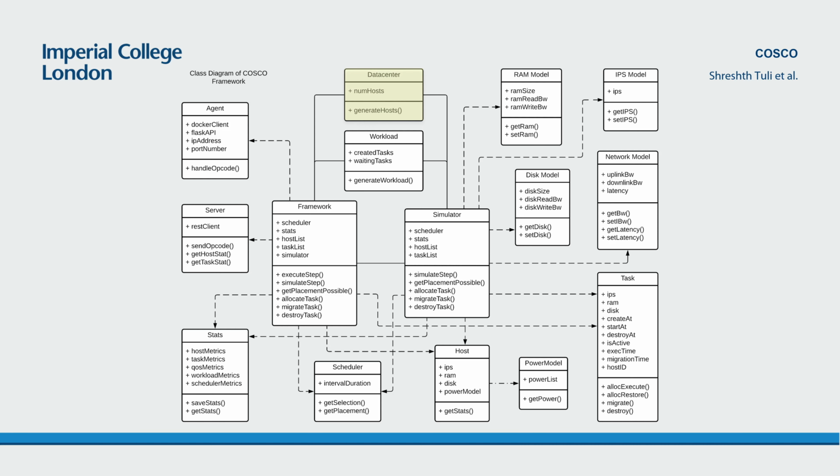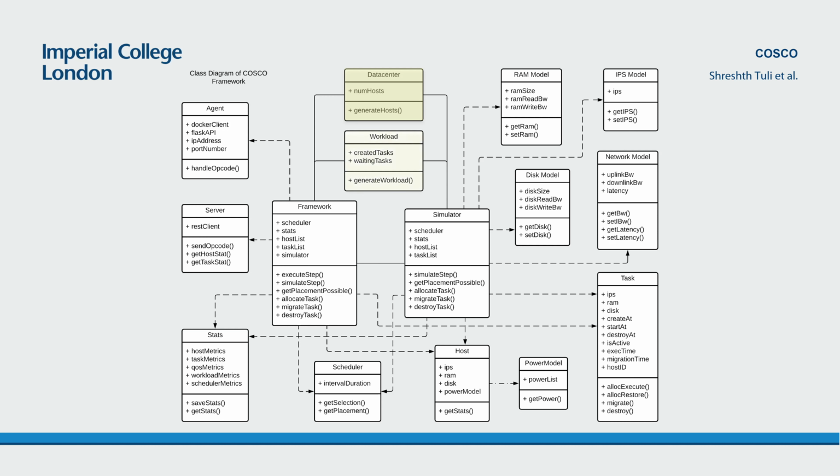The hosts are created or simulated using the data center class, which provides a list of host objects to the simulator or framework. This class runs the Ansible scripts to configure hosts in the case of a physical deployment and creates instances of the host class.